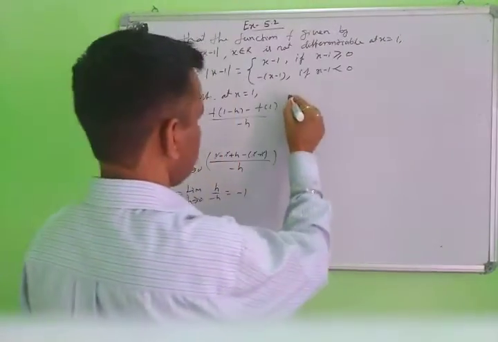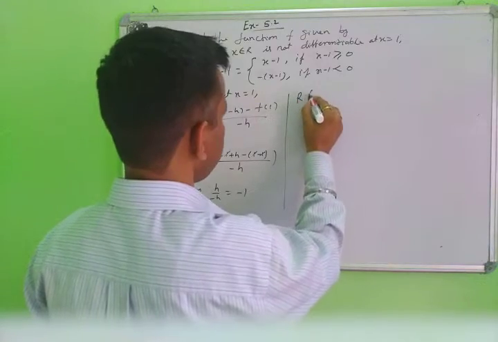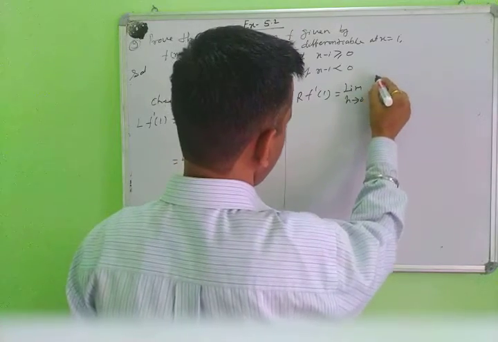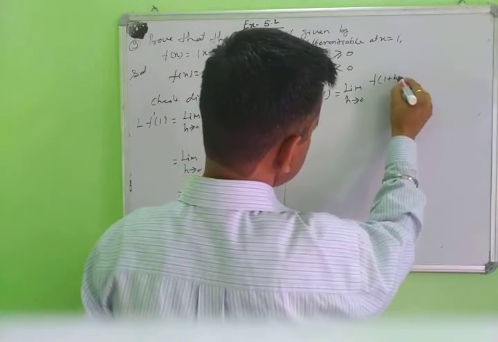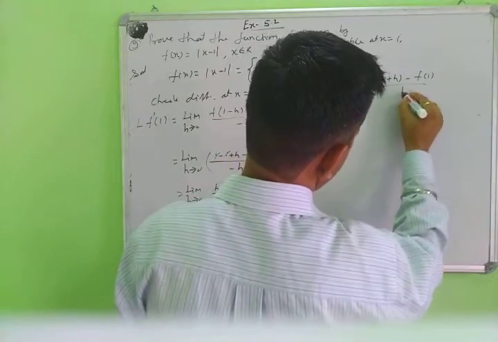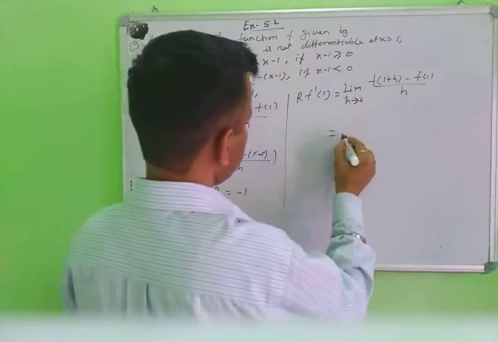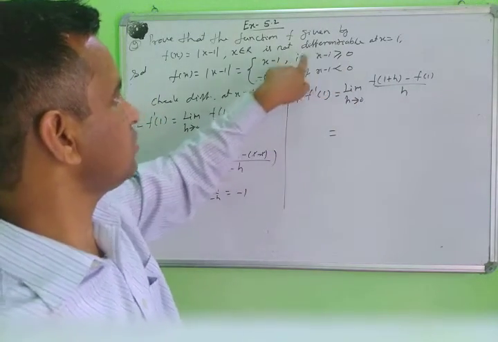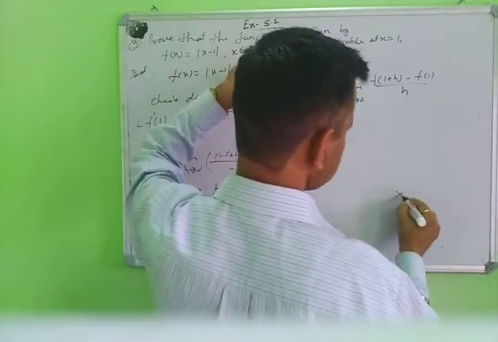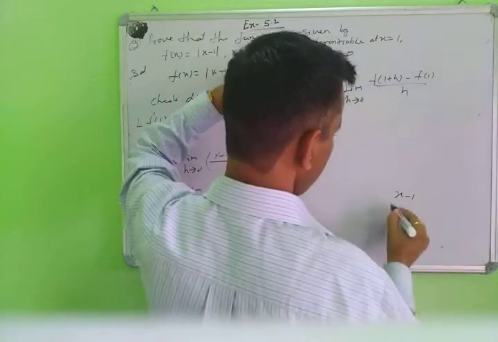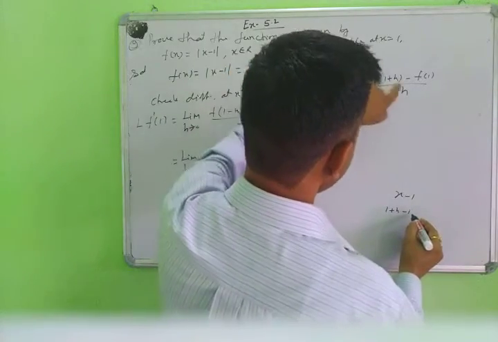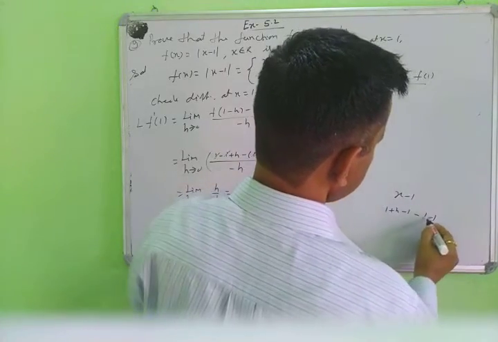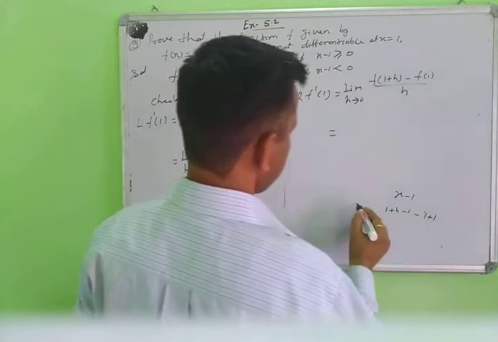Similarly, find the RHL here, the right hand derivative at 1. The limit h tends to 0, f(1 plus h) minus f(1) upon positive h. Similarly here, right hand means more than 0, and the function here is x minus 1. So putting this value, 1 plus h minus 1, and again f(1) is 1 minus 1. So this is plus.